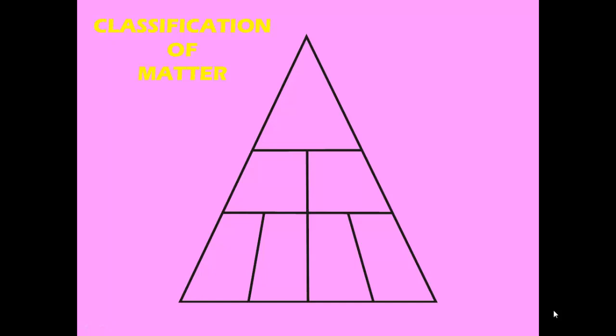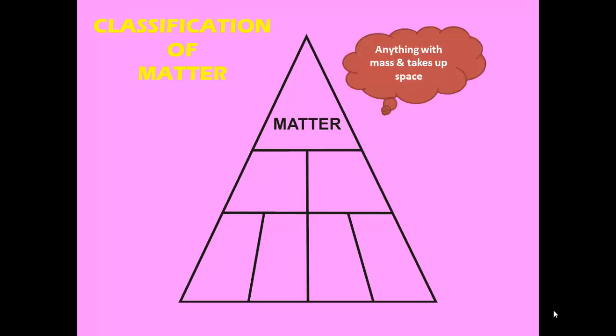We're going to use this pyramid to help us classify matter. From the top, we'll begin in a very general sense, and as we move toward the bottom, we become more specific. So what is matter? Matter can be described as anything with mass and taking up space. What are some examples of this?